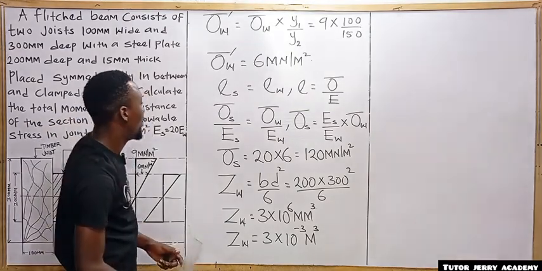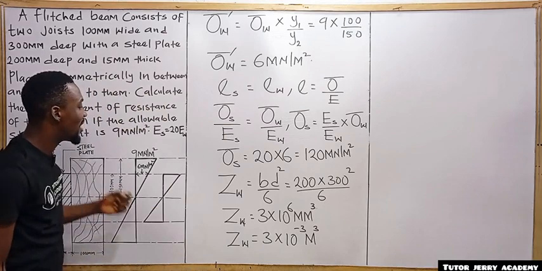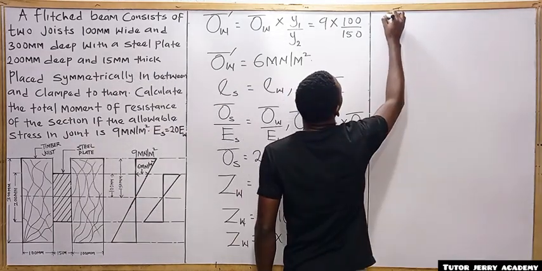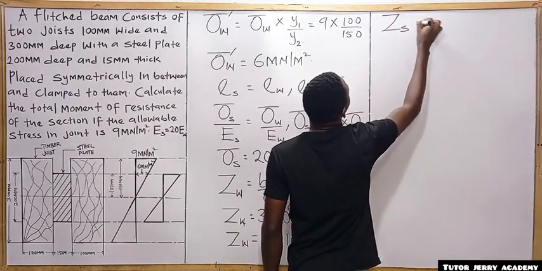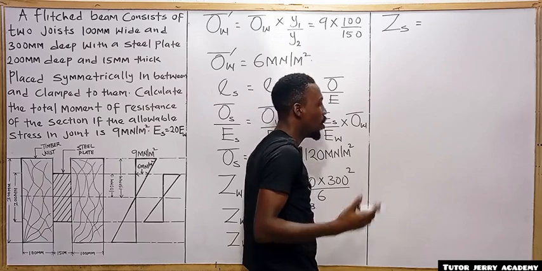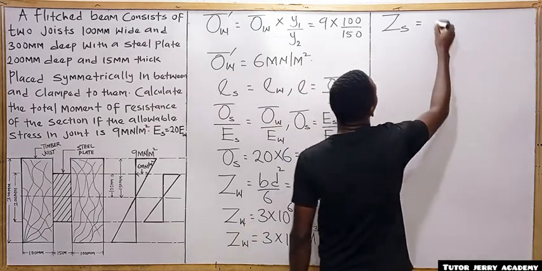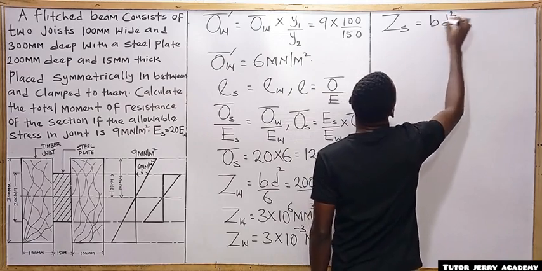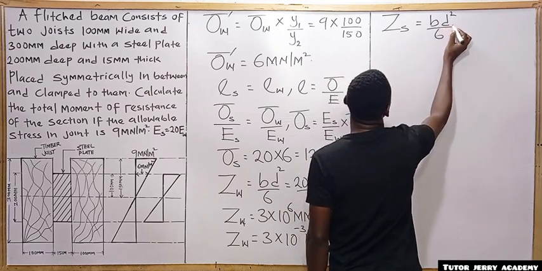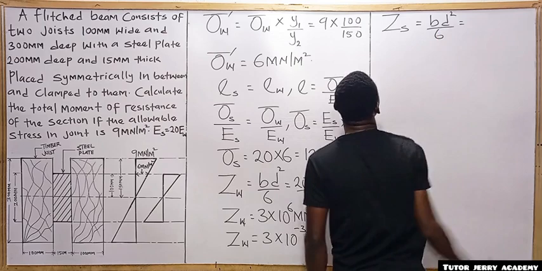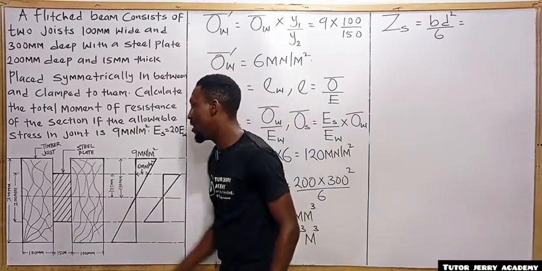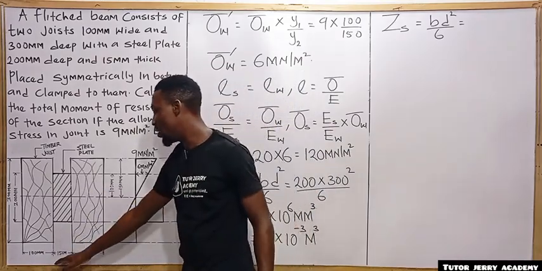So now the next thing we are going to calculate is the section modulus of the steel. The section modulus of steel is also a rectangle, right? So it's also going to be BD squared over 6. But for clarity purposes, you can just put S here, S here. Is that clear? So this will be equals to, what is the base of the steel? You can see this is our steel plate, right? So the base is what? The thickness, which is 15.